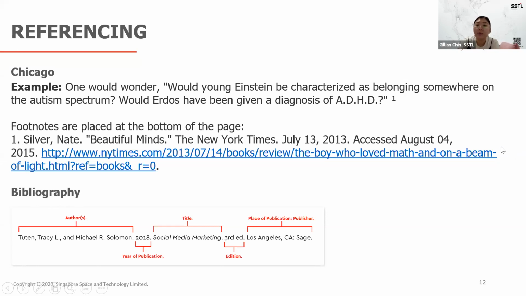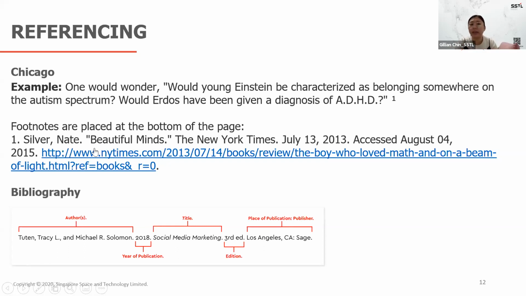bibliography. However, moving forward, if you are referencing the same text again, you can shorten it to just the last name and the title. So in this case, if you are referencing in another part of your paper the same text, you can just say Nate, Beautiful Minds. That would be it. So that helps to take out the chunk in your footnote.